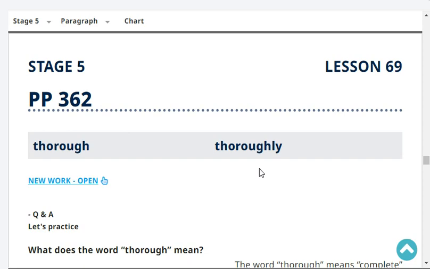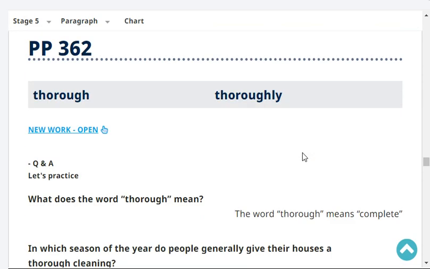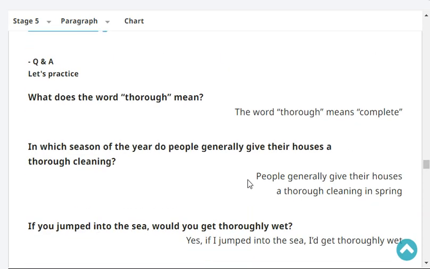Thoroughly. What does the word thorough mean? The word thorough means complete. In which season of the year do people generally give their houses a thorough cleaning? People generally give their houses a thorough cleaning in spring.